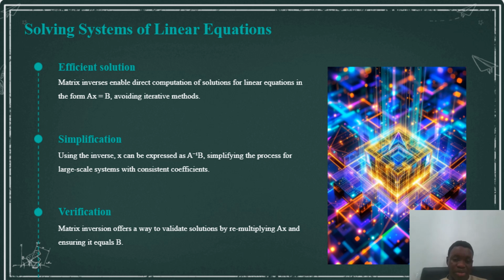Then verification. Matrix inversion offers a way to validate solutions by remultiplying Ax and ensuring it equals b. When you multiply Ax, you verify it. You have to multiply Ax and ensure that it is equal to its counterpart b.